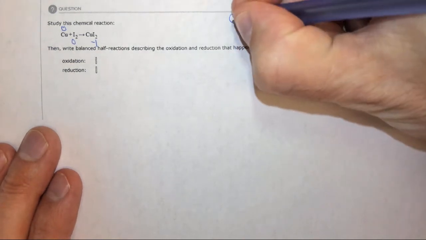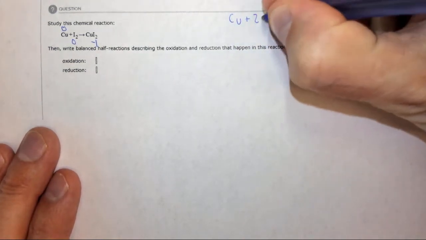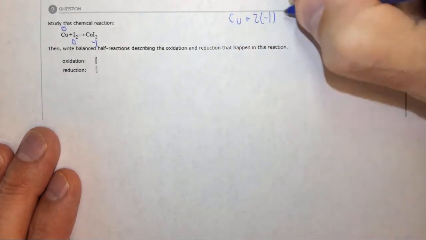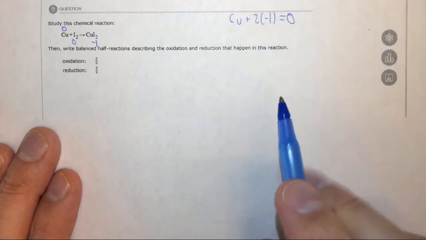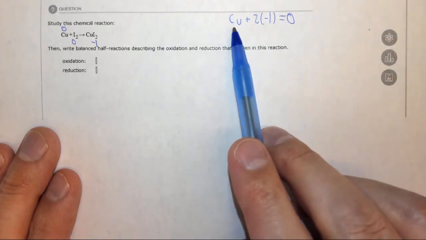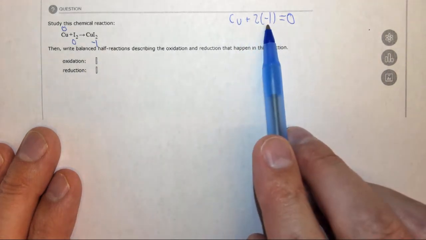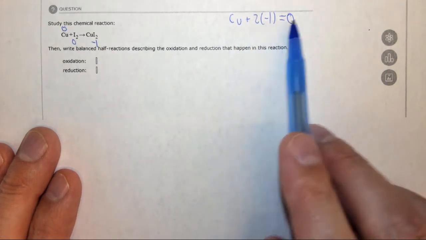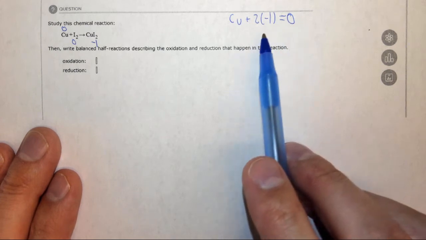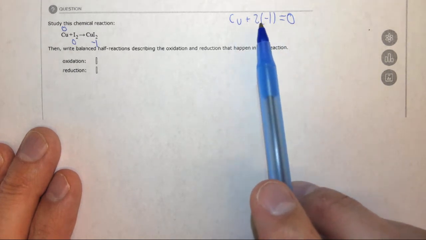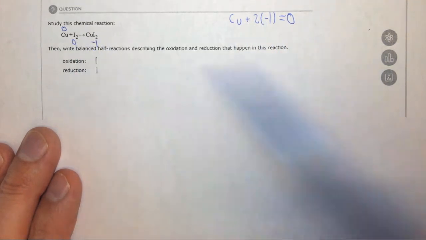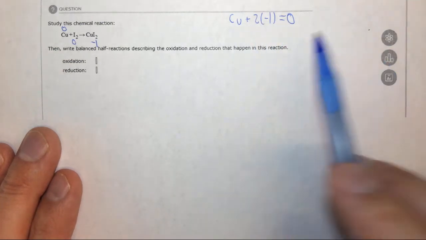So we have Cu plus 2 times -1 equals 0. And what this says is the charge, or the oxidation state on copper, plus 2 times the charge or oxidation state on iodine equals 0. Note that the charge and oxidation state are not always the same, but in this case we have an ionic compound, so they are the same.